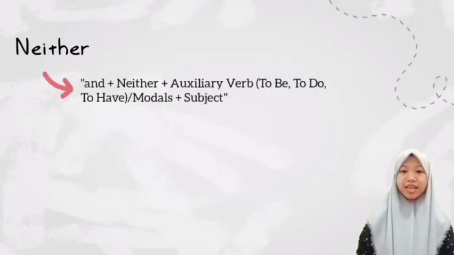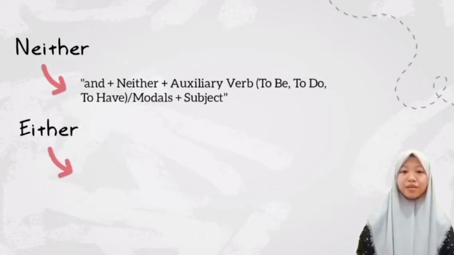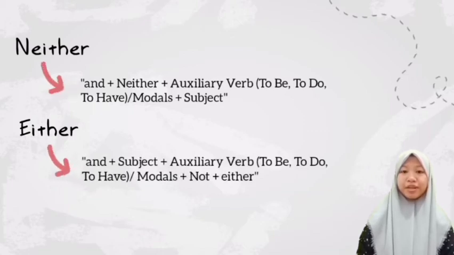The formula of neither: there is a conjunction and, plus neither, plus auxiliary verb to be, to do, to have, or modals, plus subject. The formula of either: there is a conjunction and, plus subject, plus the auxiliary verb to be, to do, to have, or modals, plus not, plus either. The auxiliary verb and the subject used are the auxiliary verb and the subject in the second sentence.